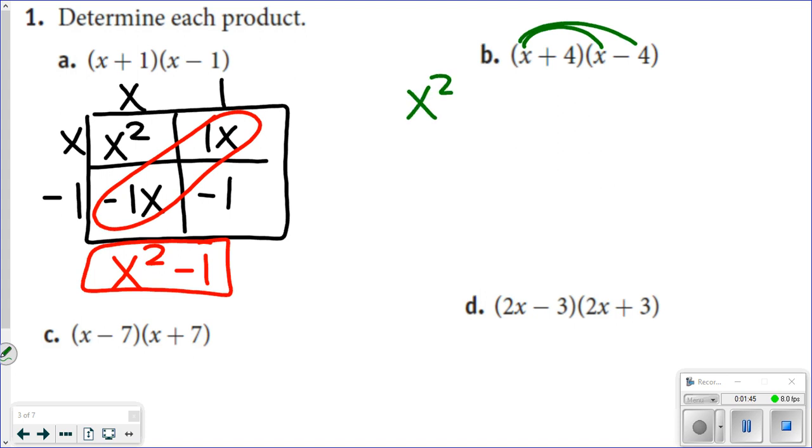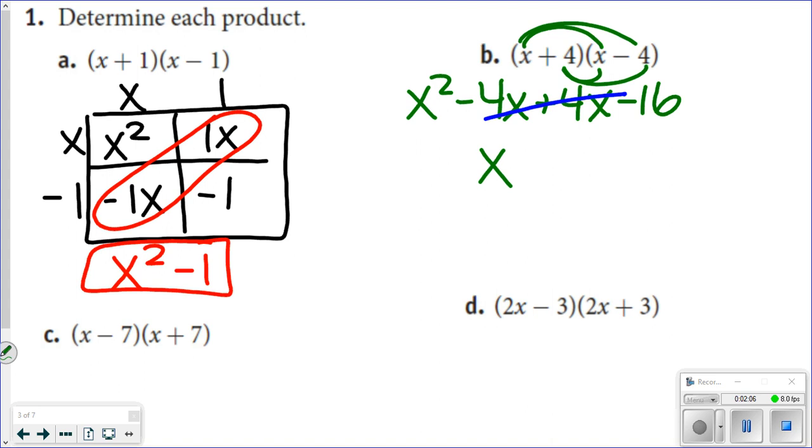X times x is x squared. X times negative 4. 4 times x. 4 times negative 4. Negative 4x plus 4x. Those cancel each other out, and it's gone, and I don't even have to write that middle term. So we just get x squared minus 16.